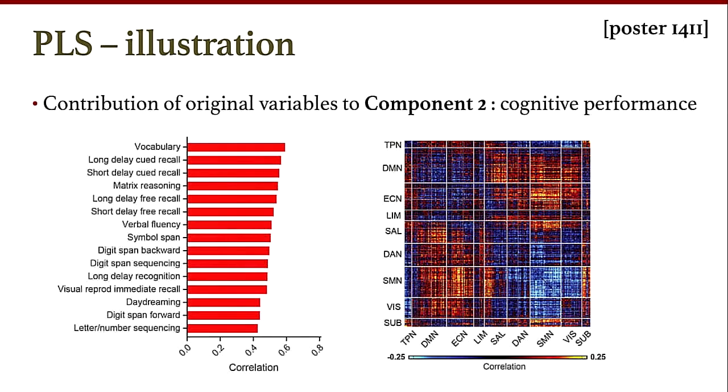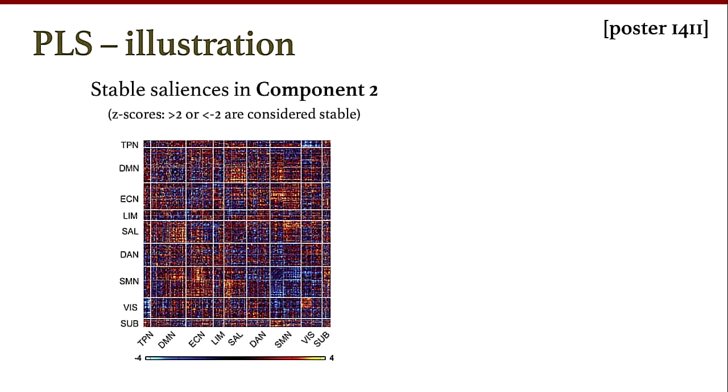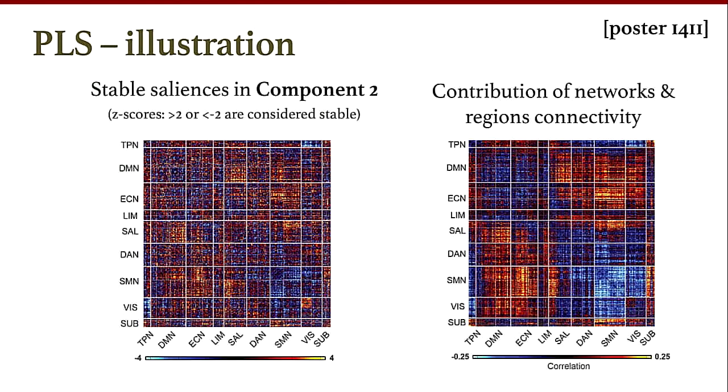So the patterns here on this side, the positive patterns, for example, between the somatomotor network and the default mode network, executive control network, are positively correlated to better cognitive performance. And the patterns in blue are negatively correlated to this better cognitive performance. And then if you look at the saliences that are stable in this component, and compare it to the matrix that I've shown you just before, you can see that among these connections that contribute the most to this component, a lot of them are also stable across different resampling of the data.